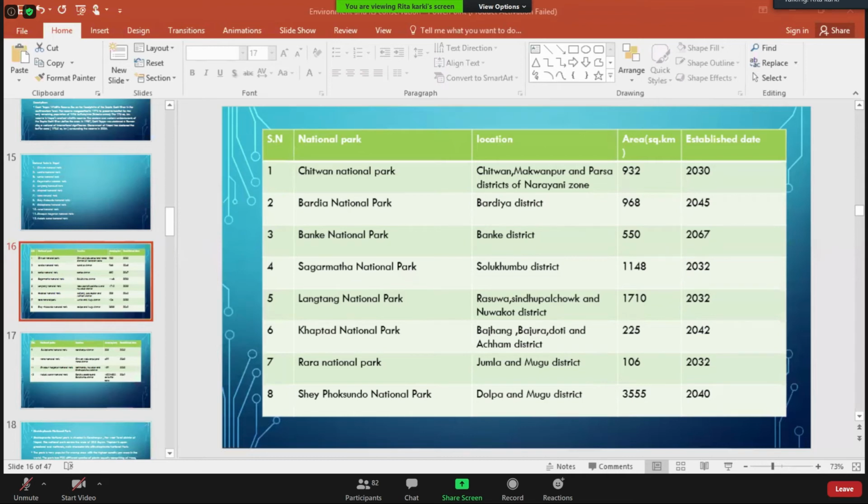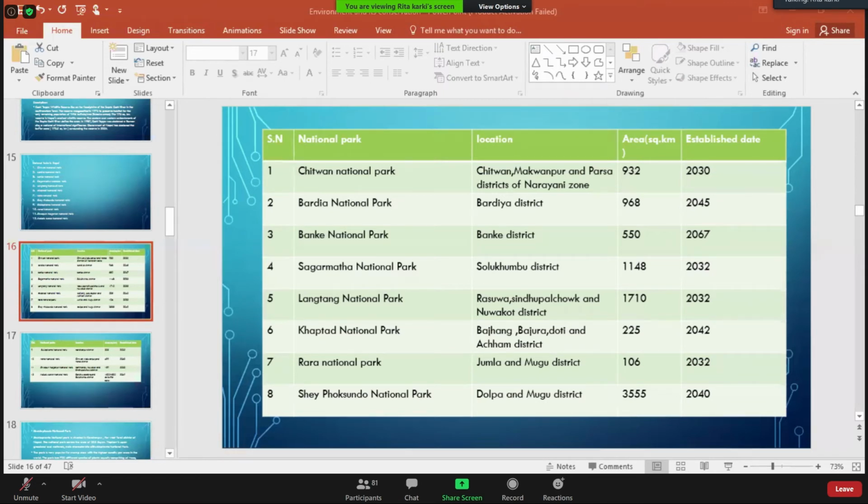So altogether there are 12 national parks found in different places of our country. The oldest national park is the Chitwan National Park, which was established in 2030 Vikram Sambat. The dates given here are all in Vikram Sambat. Since Chitwan National Park is the oldest national park, it was established way before other national parks, in 2030 Vikram Sambat. It covers a total area of 932 square kilometers.